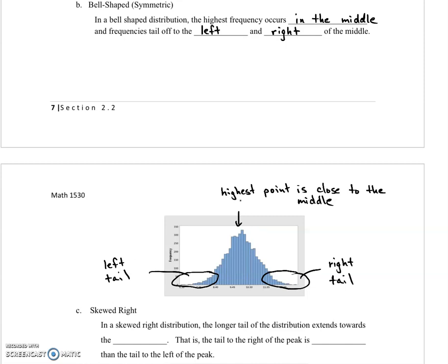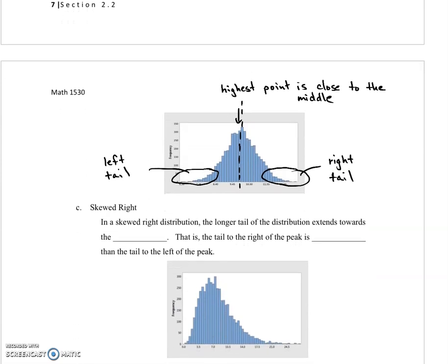The reason we call these symmetric is because if we were to draw a line right down the middle and fold the paper along that dotted line, the right side and the left side should pretty much match up. So that's why we say it's symmetric.